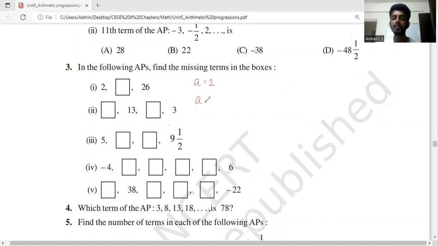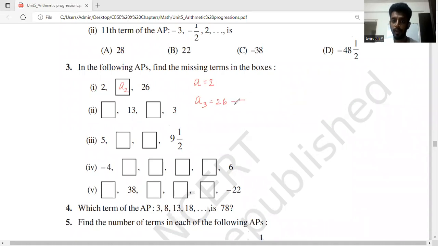And we have also been given the value of a3, that is the third term. So the third term is given as 26. These two values have been given in the question, the first term and the third term. And we are supposed to find a2, that is, we are supposed to find the second term.